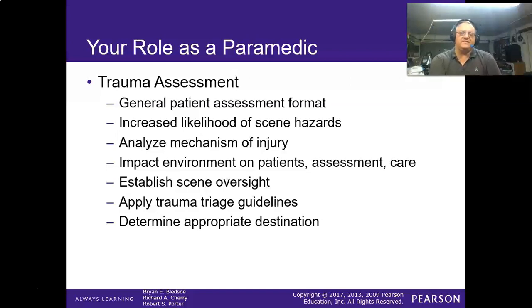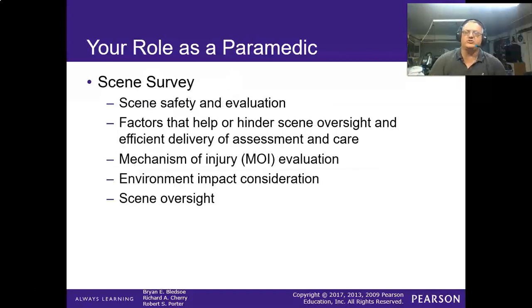Establish oversight of the scene. Remember, they're going to be looking to you for leadership, and hopefully you've got somebody else there that can manage the scene while you manage the patient. Every now and then, you're going to be the guy or the girl, okay? So be aware of that. Apply trauma triage guidelines, and then determine the appropriate destination. That is your job, okay?